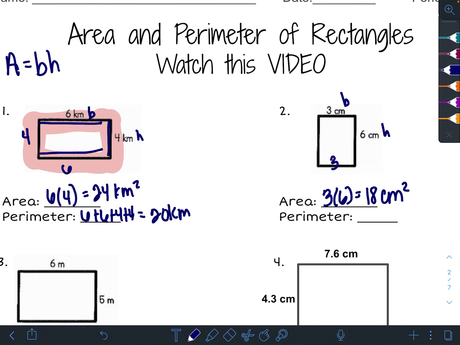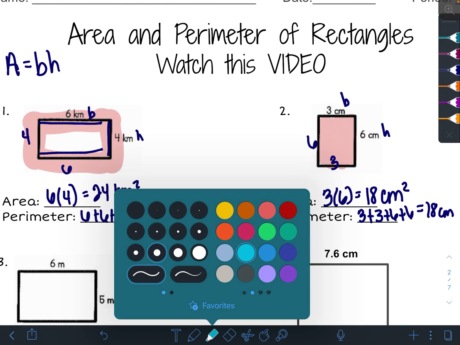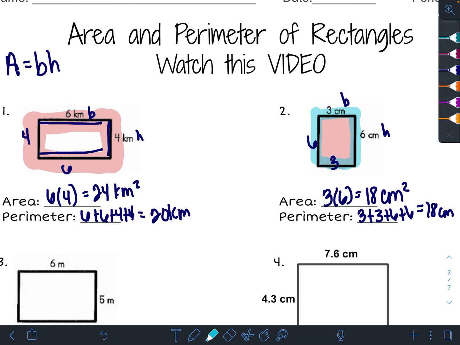And then again, this side would be 3, this side would be 6. So to find my perimeter, I'm going to do 3 plus 3 plus 6 plus 6, which gives me 18 centimeters. Now I get that my area and my perimeter are the same, but they are representing different measurements. The area is the inside and perimeter is the distance around.